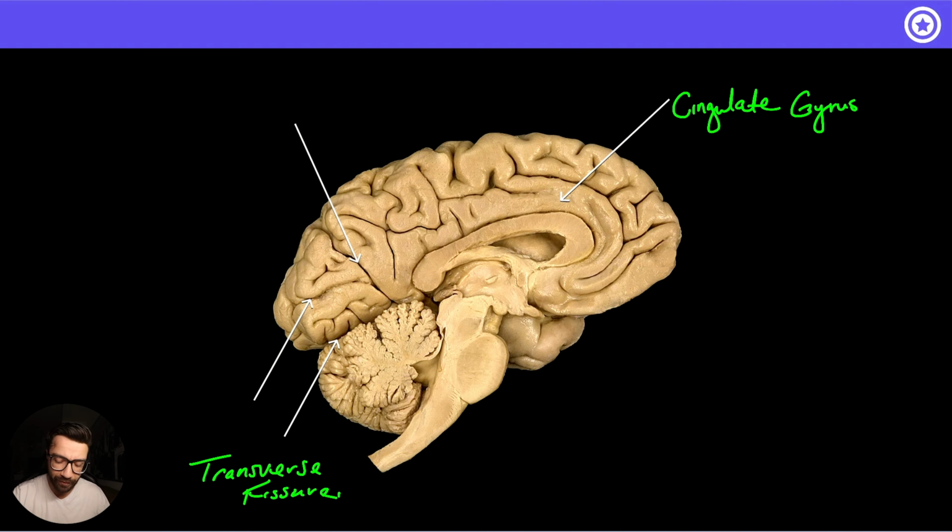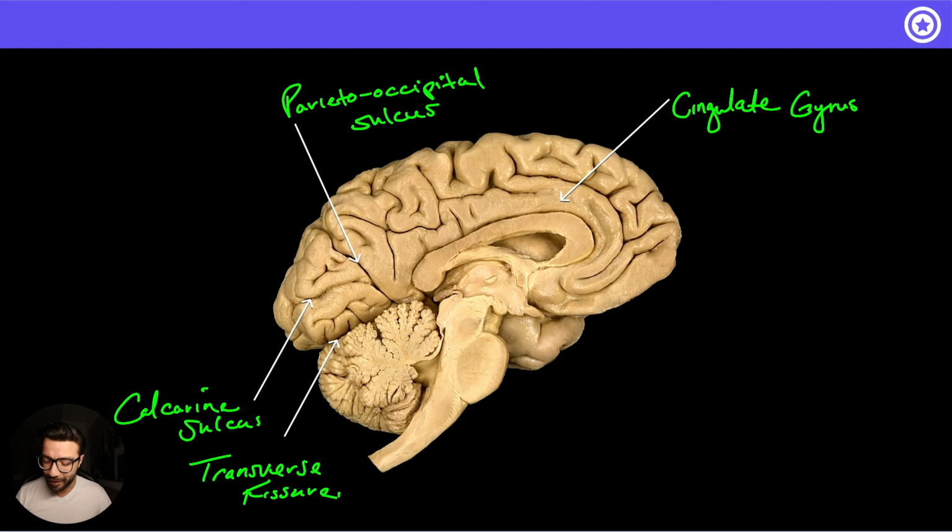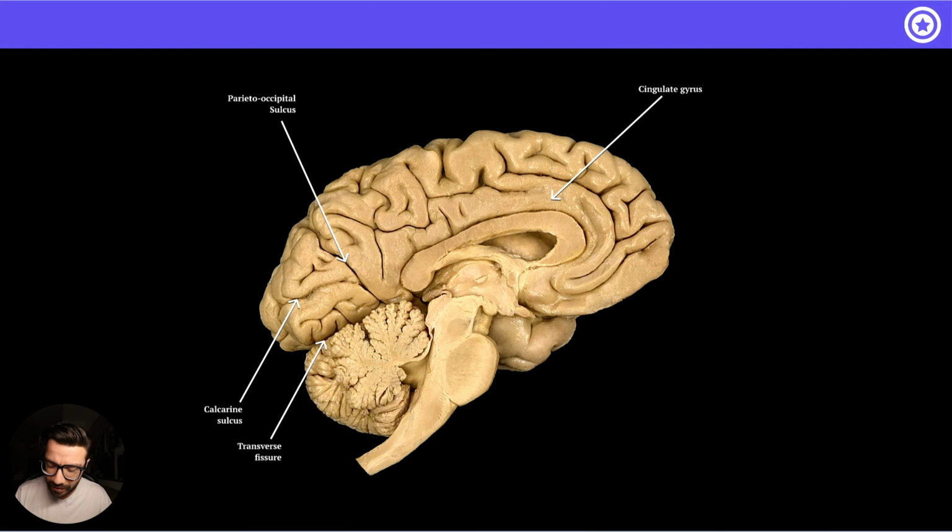Then finally, we have our parieto-occipital sulcus as well as our calcarine sulcus. Let's just verify these one last time. We had that cingulate gyrus, transverse fissure, parieto-occipital sulcus, and our calcarine sulcus.